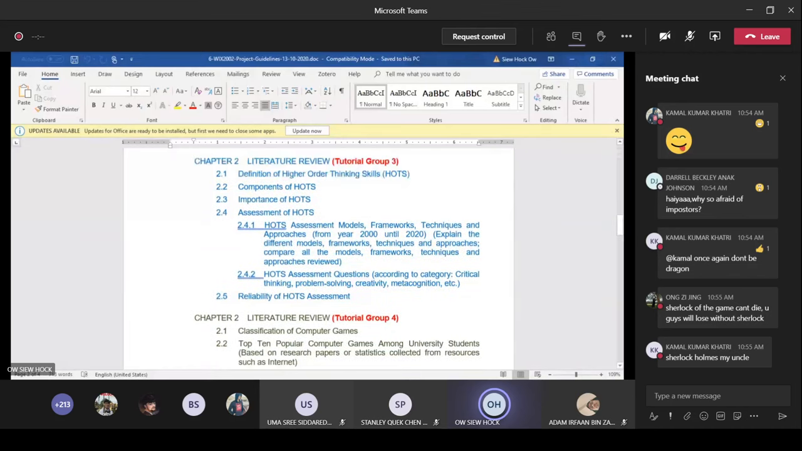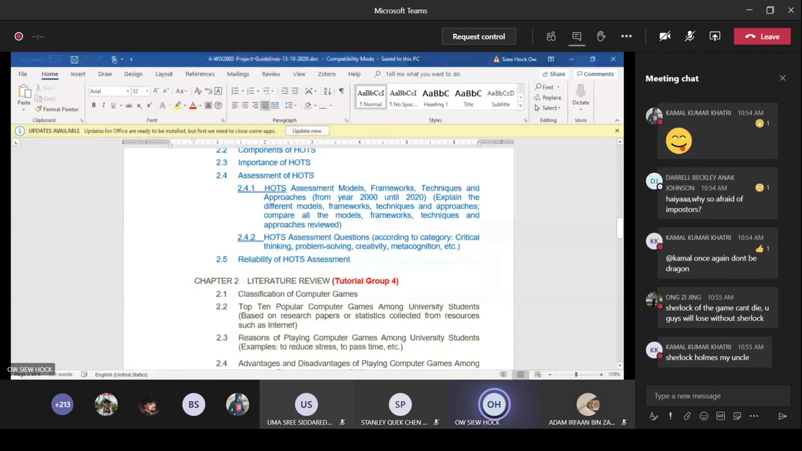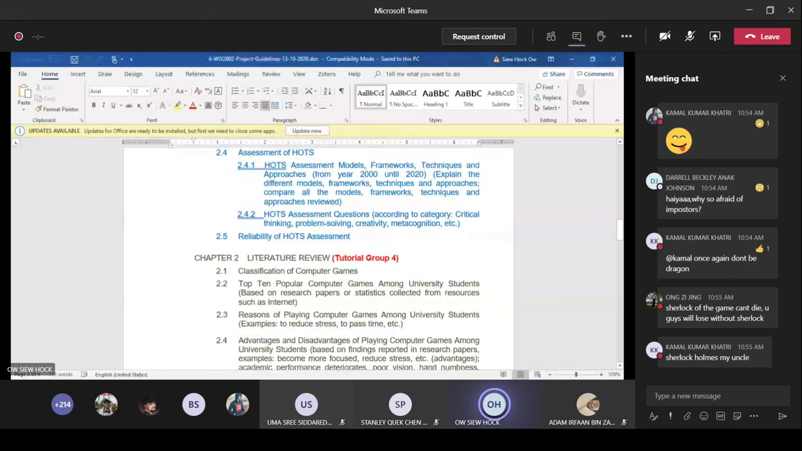So that's why I ask you to find 2.2 first, components of HOTS. And from there, you find the different questions that classify under the different components of HOTS. Okay, you tabulate them. And then next, if you don't understand what is reliability or HOTS, then later you can ask me during the tutorial class.